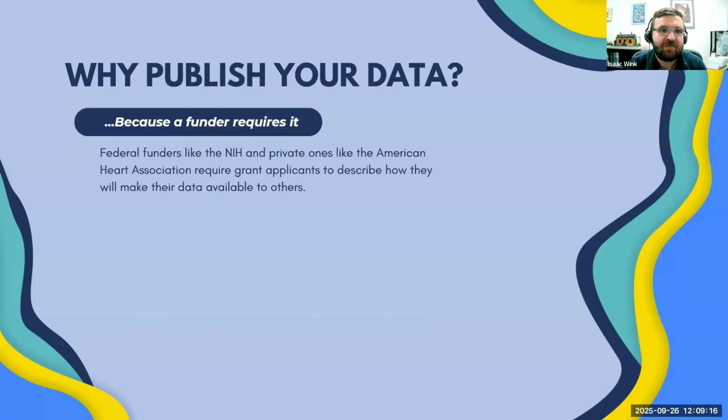So what are the motivations for publishing your data? One of the most common, and one that you may have experienced previously, is a funder requiring data sharing in some capacity. Federal funders like the NIH and the NSF, as well as private nonprofit funders like the American Heart Association, now very commonly require applicants for grants to describe how their data will be made available to others through data sharing. A lot of the processes that we'll talk about here today would also satisfy the requirements of those funders.